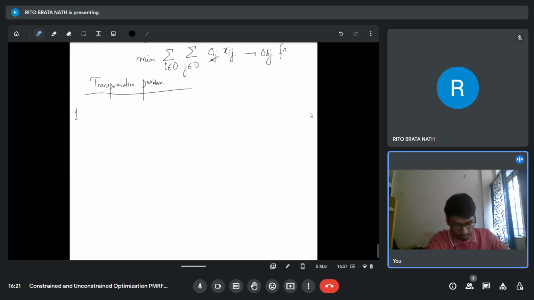So let's first, I'll ask you to find the cost of the initial BFS by the row minima method. So that's the first method that I'll be talking about.